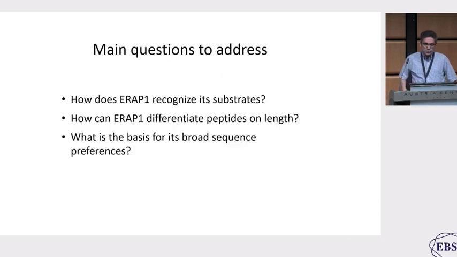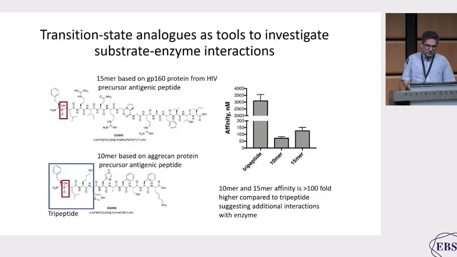So the main questions we wanted to address with this work are: how does this enzyme, ERAP1, recognize its substrate? How can it differentiate between different peptides that have different lengths? And what is the basis for its broad sequence preferences? To try to address this, we wanted to solve crystal structures of the enzyme with peptides bound in its cavity.